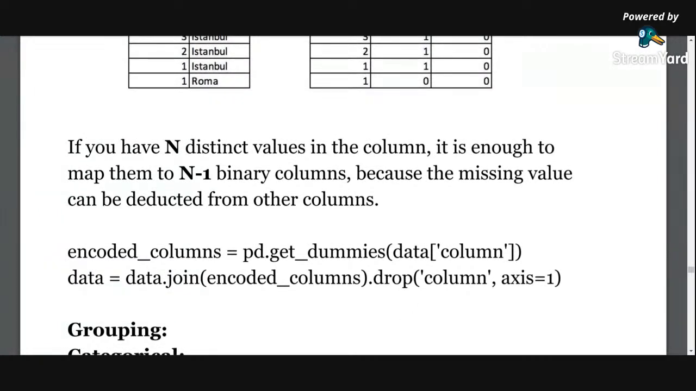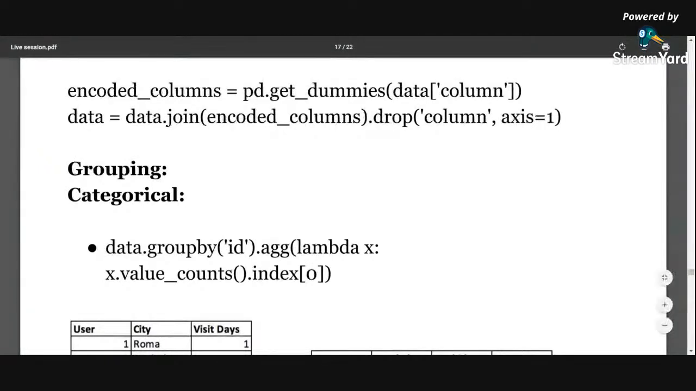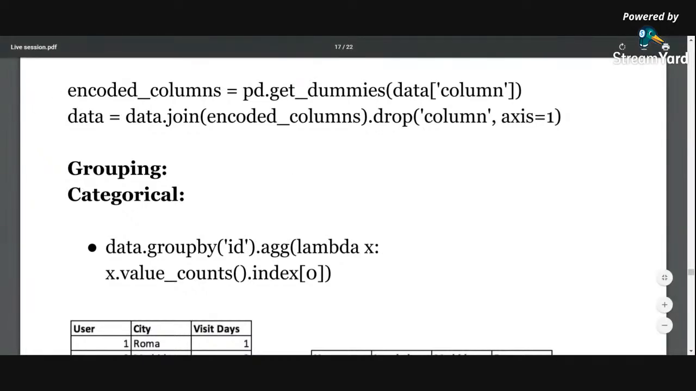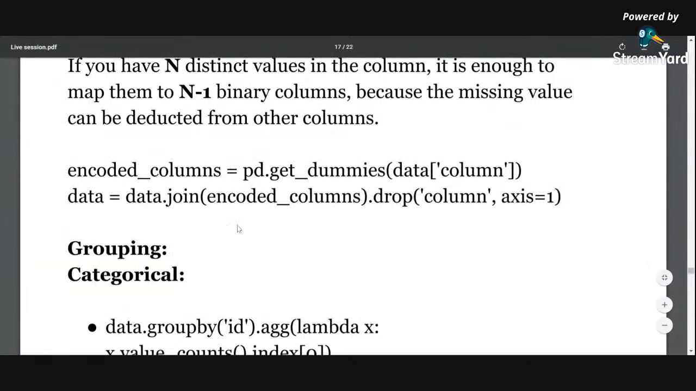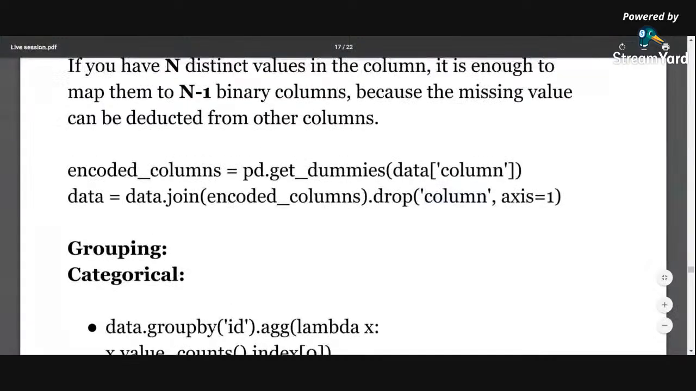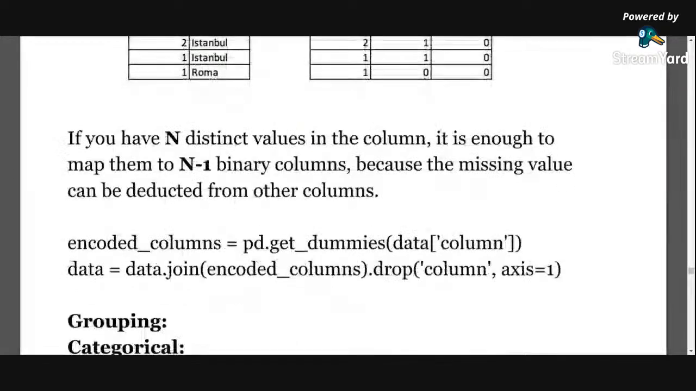Again, there's a handy method in pandas called get_dummies. Use pd.get_dummies, where pd stands for pandas, and then you use data of column, basically the data for which you need to get the dummies. That will be stored in encoded columns. Since we want encoded columns in a data frame, you can use the join method, where encoded columns will be joined with our existing data. Then we're dropping the original column, because once the city column has been converted into Istanbul and Madrid, we no longer need it, because all the information is already preserved in Istanbul and Madrid.